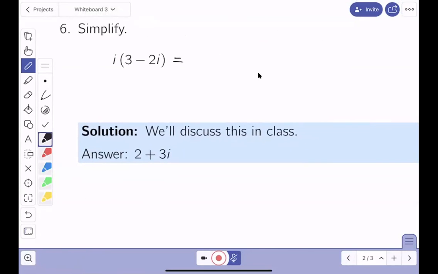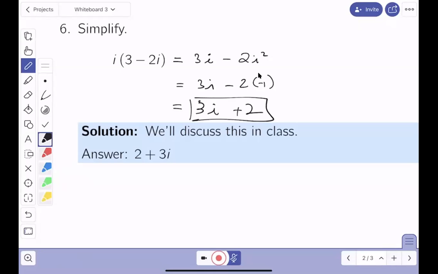Relatively simple question. The i gets distributed across the two terms, 3 minus 2i. So you get 3i minus 2i squared. 3i minus 2, and i squared is minus 1. So we're left off with 3i plus 2. I do not mind the way that's written. However, not everyone is so flexible. They want them written as a plus bi. So it's going to be 2 plus 3i.